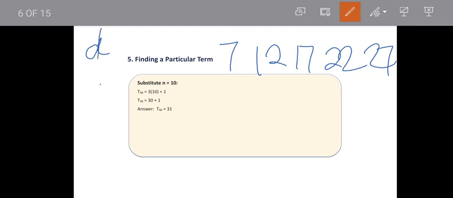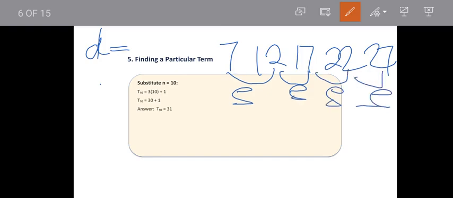So let's find D. D is the common difference. What is 12 minus 7? That is going to be 5. What is 17 minus 12? That is 5. 22 minus 17, 5. 27 minus 22, that is 5. So to go from 7 to 12, you add 5. From 12 to 17, you add 5. So the common difference is 5.